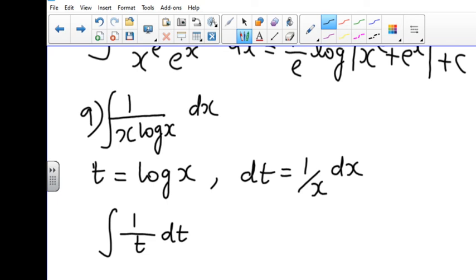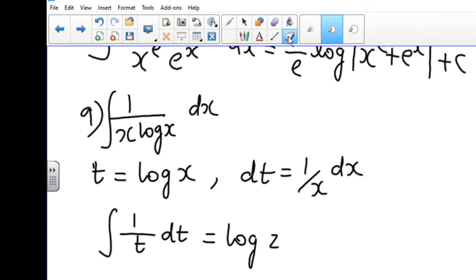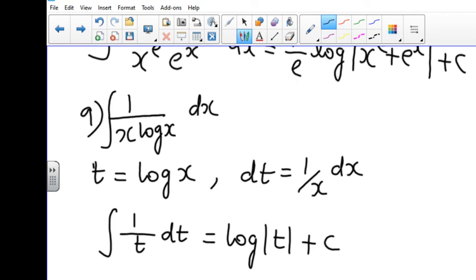1 by t dt means the integration of 1 by t is log t, so log t plus c. What is t? We are having log x. So log of modulus of log x plus c. Already we have done a problem like this in the UDV method. Again the same problem, but using the formula. 1 by t integrates to log t, so the answer is log of log x.